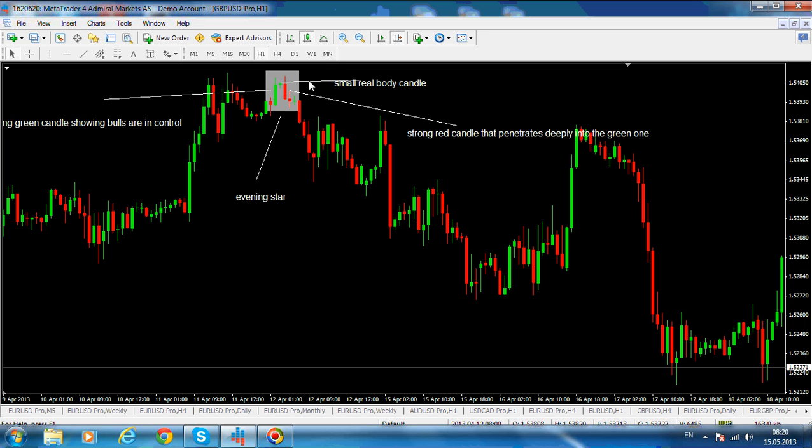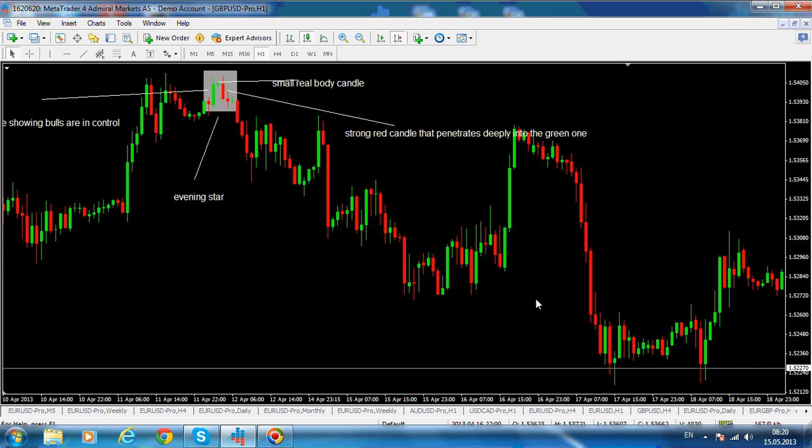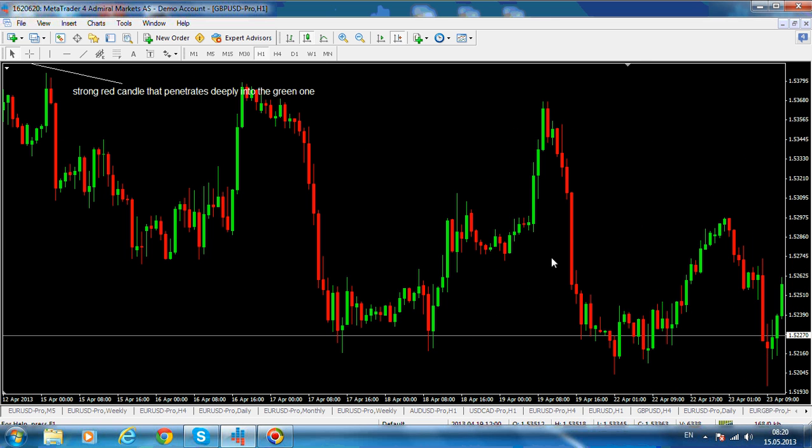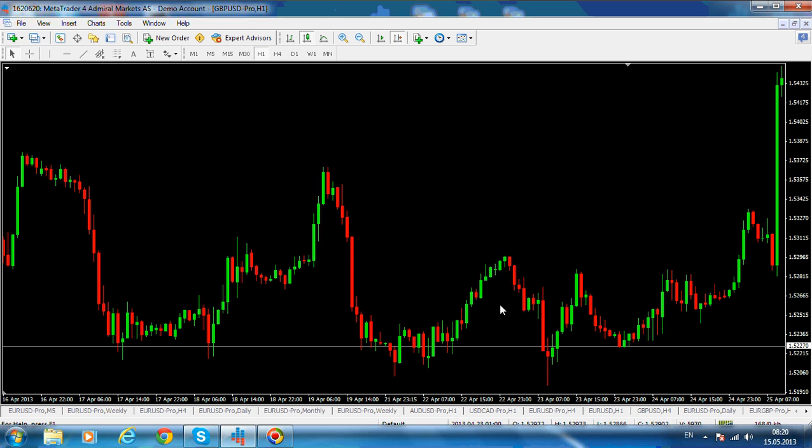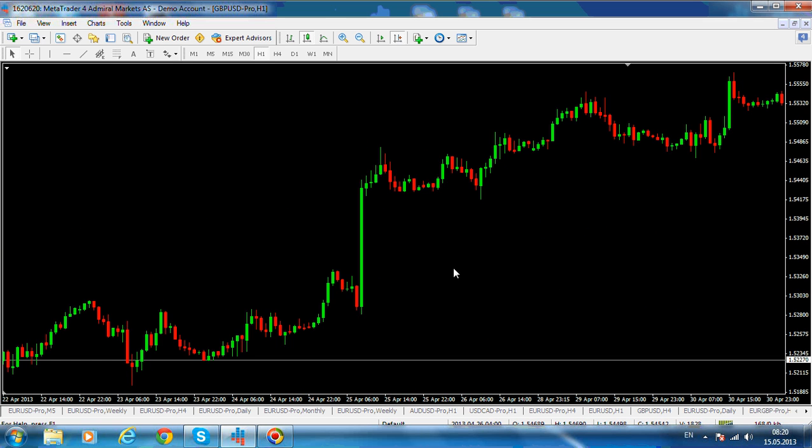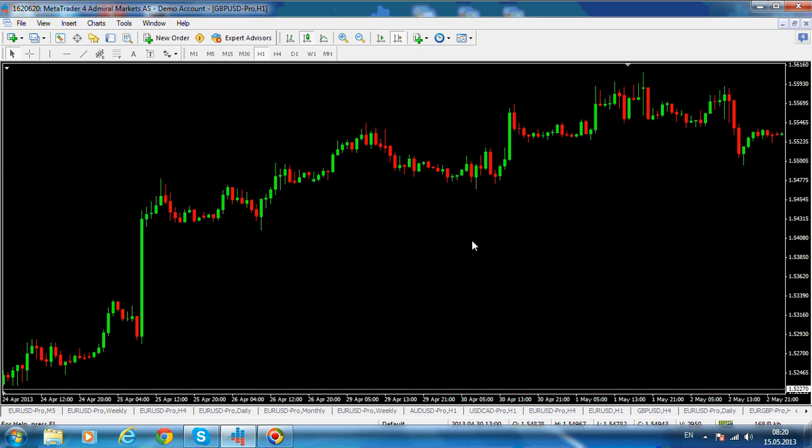at these shadows. It is not mandatory for those shadows to be retested, like it is the case on the hammers or the hanging man. So it is not mandatory for them to be tested, but anyways it could be. So this is a classical example of how an evening star looks. Let's see maybe if I identify another one just for the sake of this analysis.